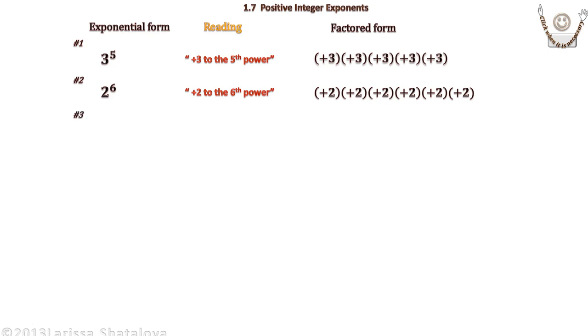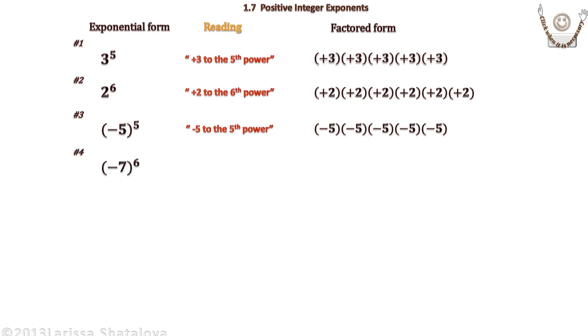Next, from the number 3, we have -5 to the fifth power. So we have to use -5 as a factor 5 times. Next, -7 to the sixth power. So we have to use -7 as a factor 6 times.